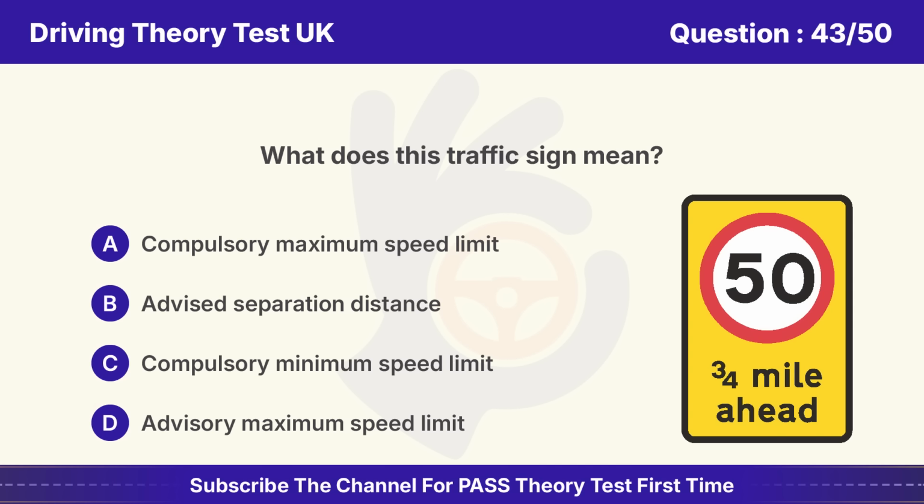Question 43. What does this traffic sign mean? Option A. Compulsory maximum speed limit. B. Advised separation distance. C. Compulsory minimum speed limit. D. Advisory maximum speed limit.